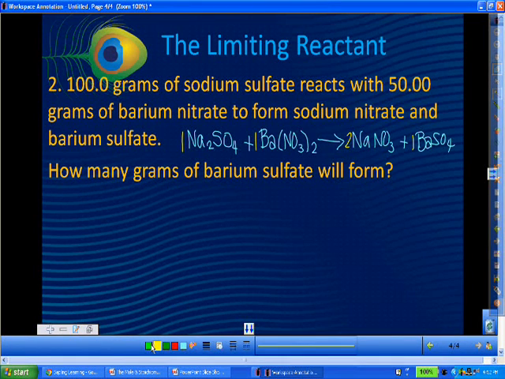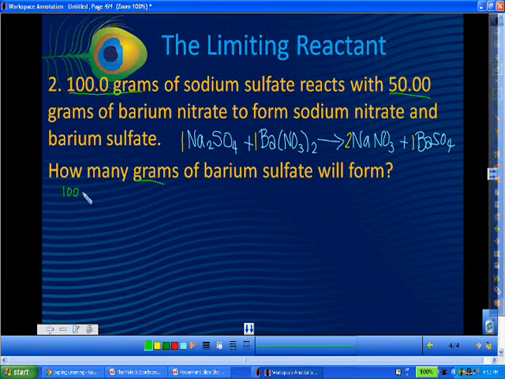Now the question asks how many grams of barium sulfate will form. It doesn't say anything about a limiting reactant. But when you see here that you have these two values for your reactant, it's up to you to know that you have to find your limiting reactant first. So that's what we have to start with, but this time we're not given moles, we're given grams. And so we must first solve grams to moles to see how many moles are available, and then use the mole ratio to see how many moles we need.